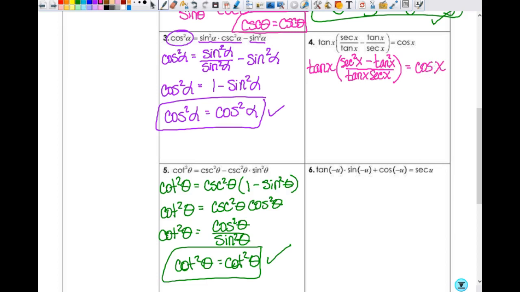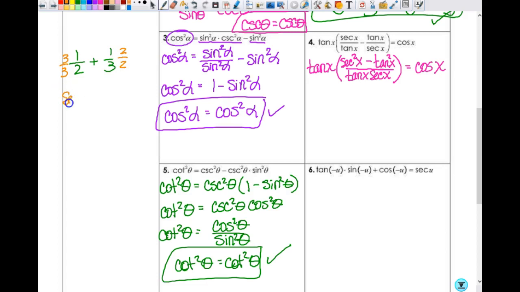Okay. Everybody with me so far? Because, okay, so this fraction right here has to be multiplied by secant over secant to get the common denominator. So it's kind of like if I had 1/2 plus 1/3, right? I have to multiply this one by 3 over 3, and I have to multiply this one by 2 over 2, right?